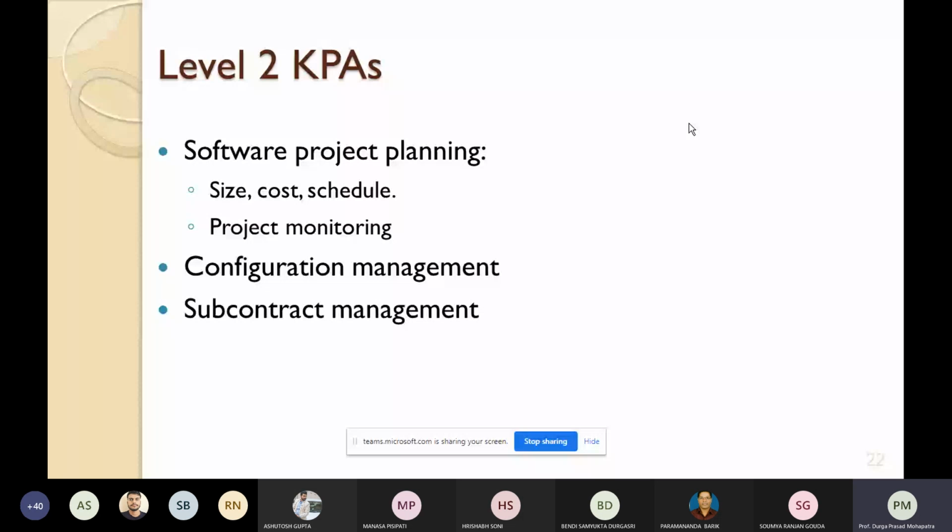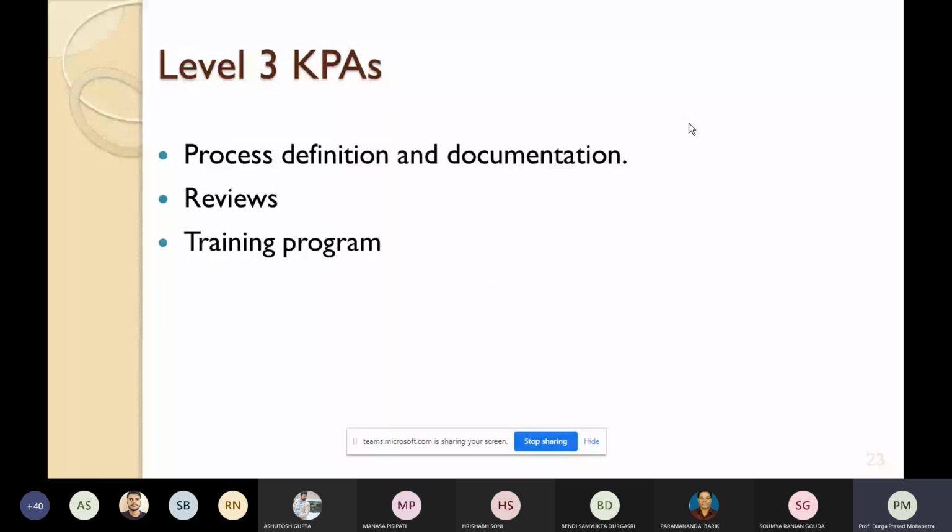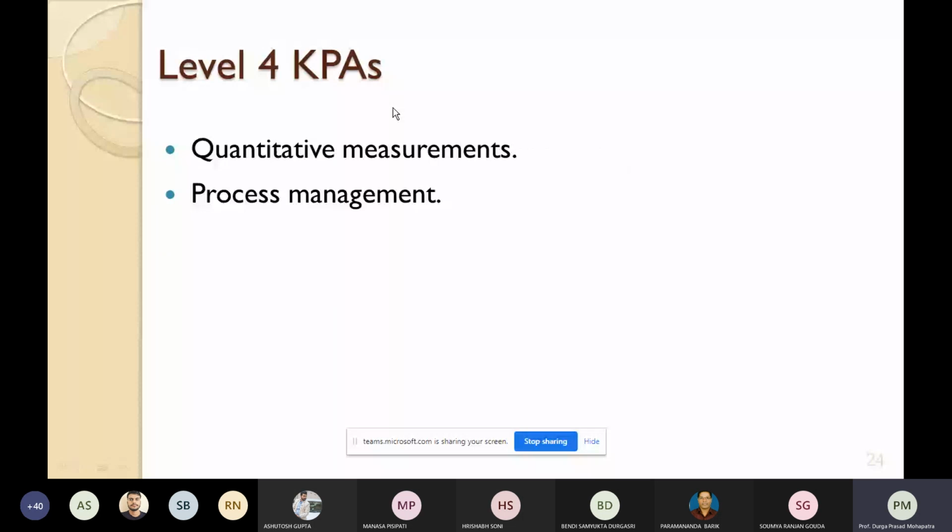Then level 3 KPAs I have told. Level 3 stands for definition. You have to perform process definition and documentation. You have to perform reviews. You have to carry out training programs. These become the level 3 KPIs. These things you must perform at level 2 so that you can go to level 3. Similarly level 4 KPIs. You know, level 4 stands for managed. So if at level 3 you can perform quantitative measurements of the quality attributes and process management, then you can easily go to level 4.